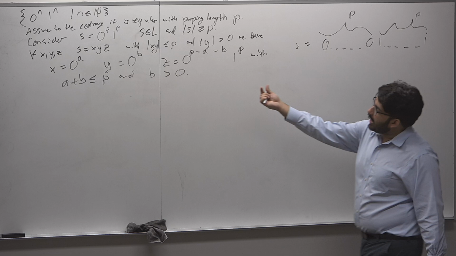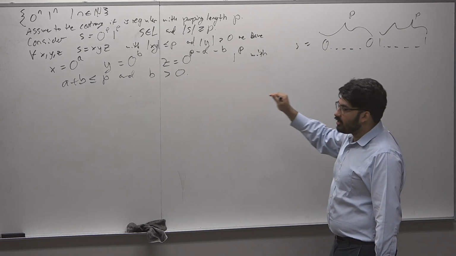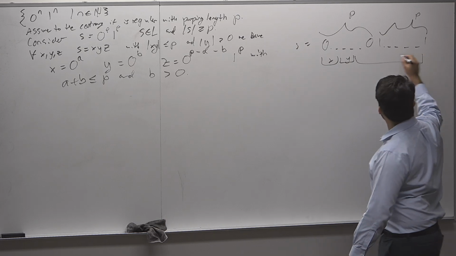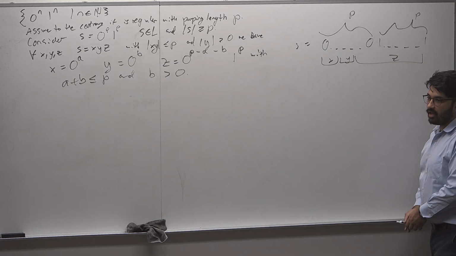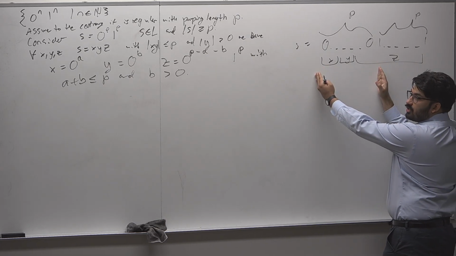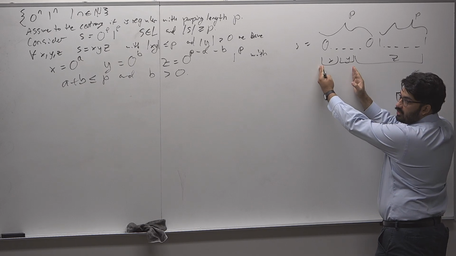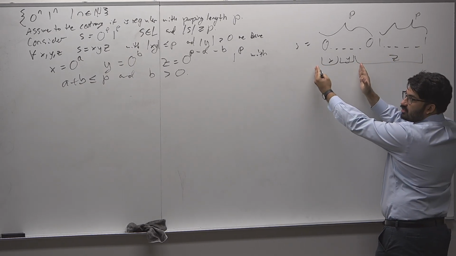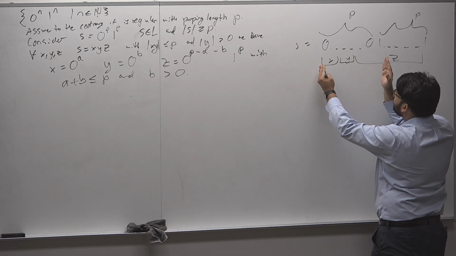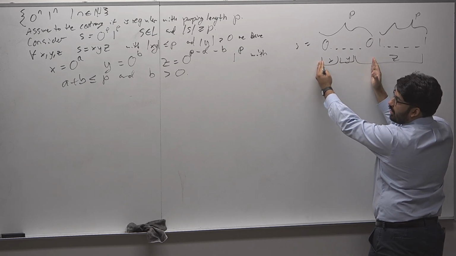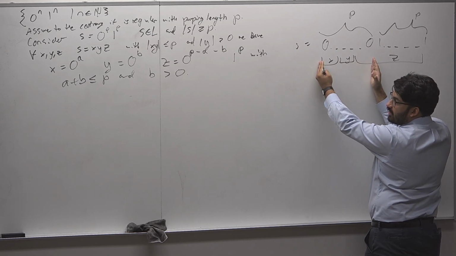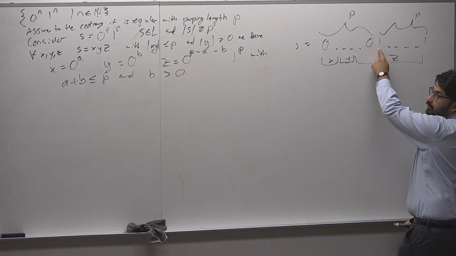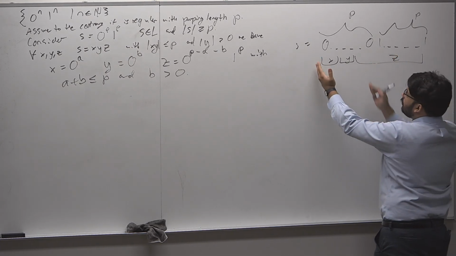But if xy must be less than or equal to p, then we know no matter how we split up S, it looks something like this. If there are p zeros and xy is less than or equal to p, then y or x can't contain any of the ones. It's the prefix, so it's somewhere over here. Perhaps it's all of them. If the length of xy is p, then it's all of them. But it's never any of the ones, because the first one occurs at the p plus 1th character. So it's somewhere in here.